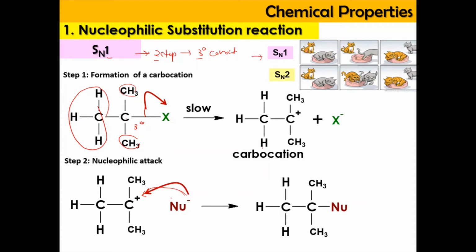So the SN1 reaction involves two steps. First, you need to remove your halogen first. Then the nucleophile, which is the orange cat, enters the empty spot. Okay.